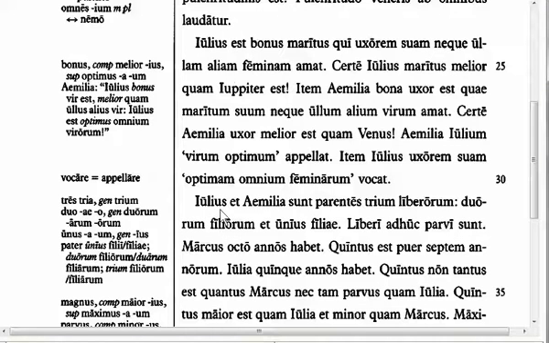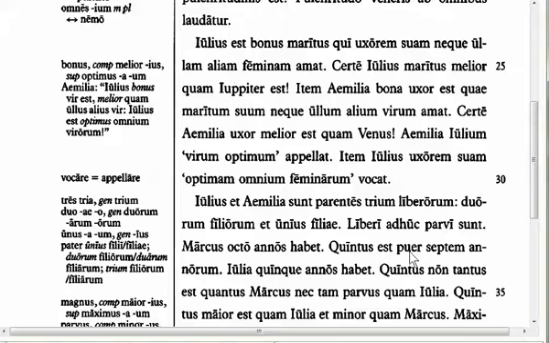The next feature is in line 33, where we have "quintus est puer septem annorum." And just before that we had "Marcus octo annos habet." So Marcus has 8 years, meaning Marcus is 8 years old. That's one way of saying how old someone is. Marcus has this. Another way is to say Quintus is a boy of 7 years. So we could say the same thing about Marcus.